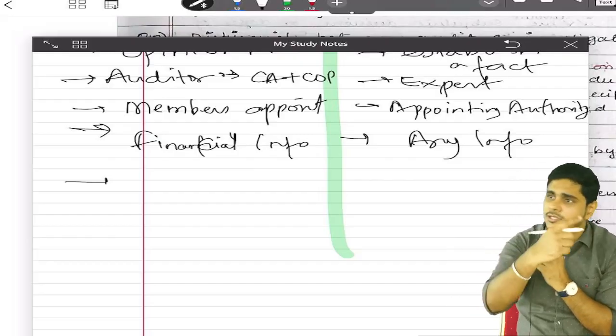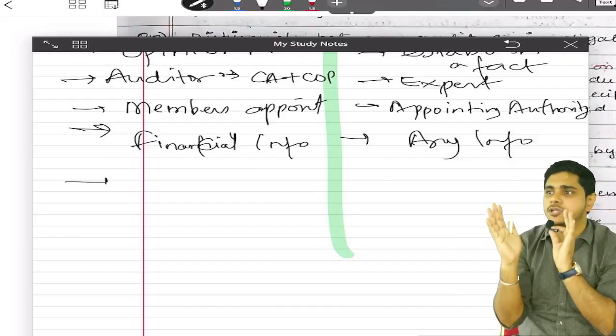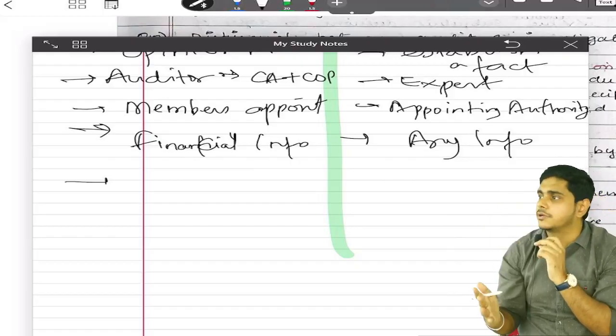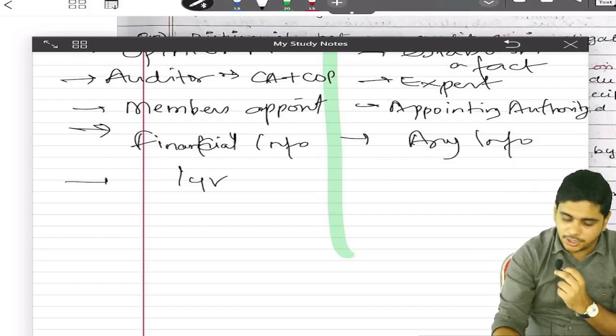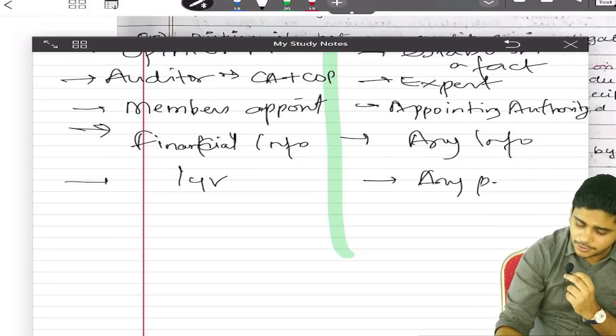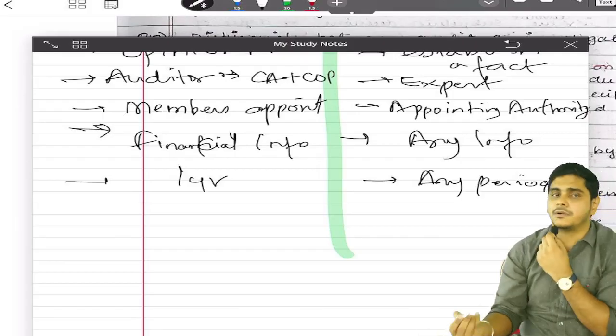No, historical is the financial information, but what period do we check? How many months do we check? That is basically one year, one financial year. Here it could be for any period. It could be for 1 month, 2 months, 3 months, 6 months.